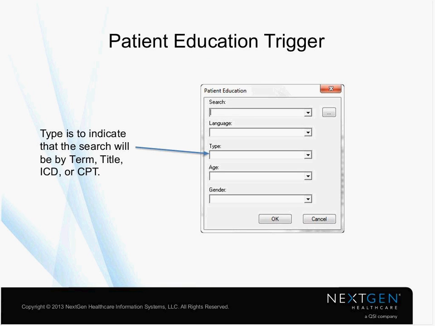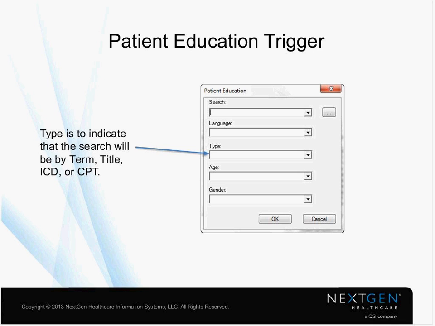We do have the capability of adding this into triggers. You have your search option, which is basically what do you want to search for. You could associate that with a field. You could associate each one of these with a field, essentially. Have them, the end user, pick and choose information. Now, when it comes down to type, this is title, ICD, or CPT. Terms, title, ICD, or CPT.